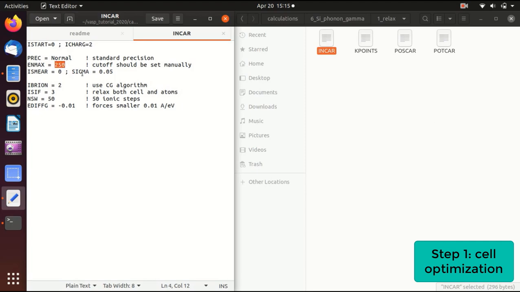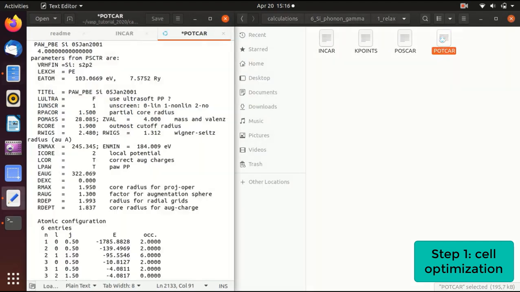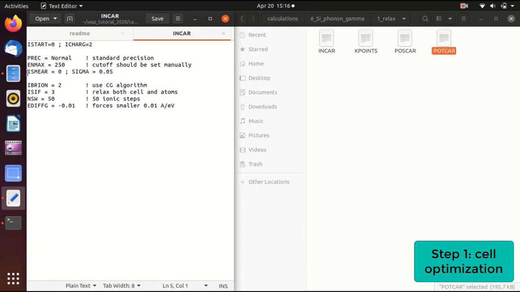For this one, I have already told you before, you should find it in the POTCAR here. It should be chosen such that it is 1 to 1.3 times ENMAX here. And then this is the smearing method, that is Gaussian smearing with a small sigma. Those are the relaxation of the ions. IBRION equals 2 means that we use the CG algorithm, which is usually the one that we use. And ISIF equals 3 means that we want to relax both the cell and the atoms.